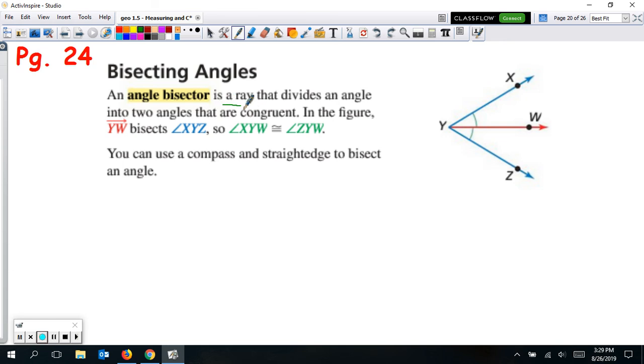So go ahead and make sure you copy that down there. It's a ray that divides an angle into two angles that are congruent. That's an angle bisector.